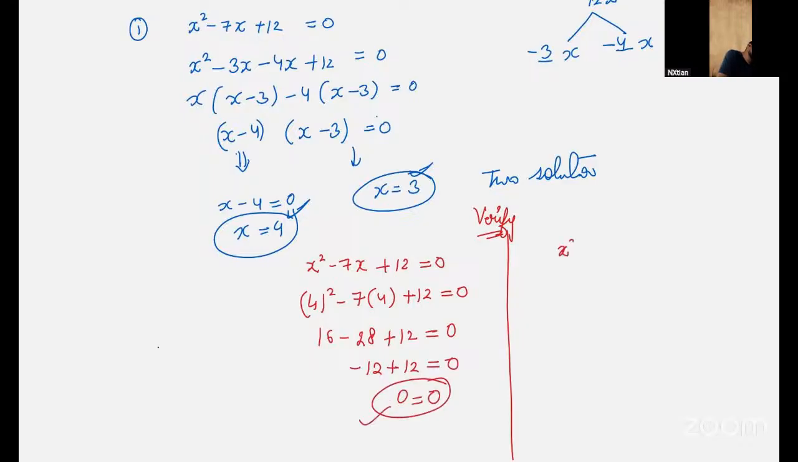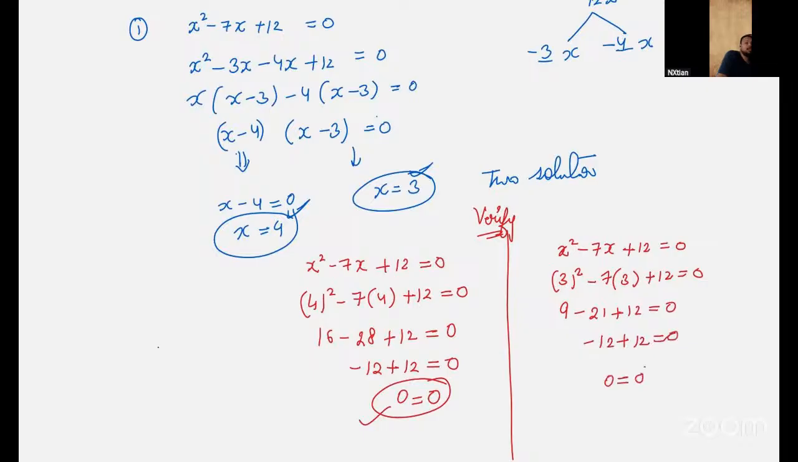And if I take the second one also, I have to verify this also. So it will become like this. It will become 3 square minus 7 into 3 plus 12 is equal to 0. 9 minus 21 plus 12 is equal to 0. Minus 12 plus 12 is equal to 0. 0 is equal to 0. So I got the correct solution. Are you with me, guys?